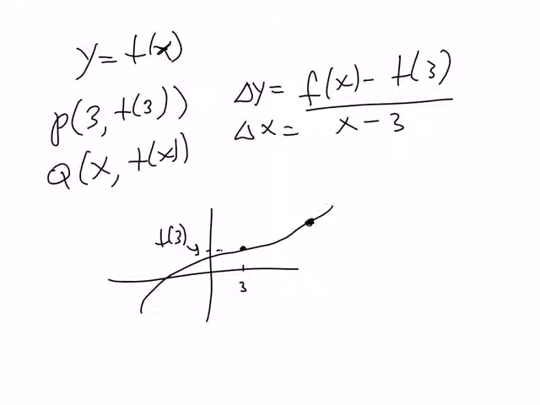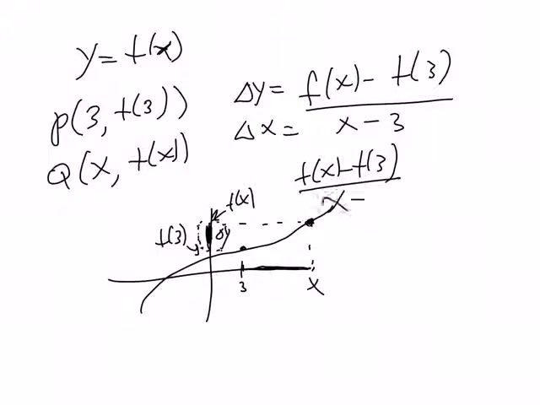And in order to find the slope, you want to find the difference between f of x and f of 3. This is delta y. So that becomes f of x minus f of 3, right? That's how far you have to walk until you get to f of 3 from f of x. And then you want to find the difference between 3 and x, which is x minus 3. How long do you have to walk from x until you get to 3? You have to walk a distance of x minus 3. So that's the slope.